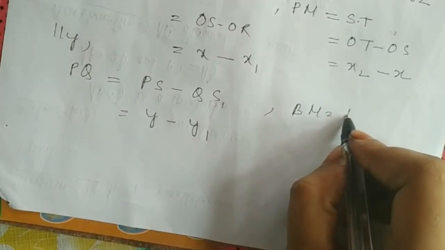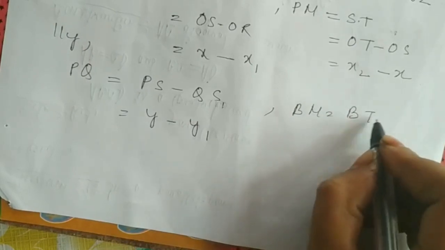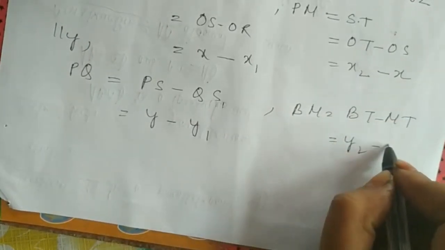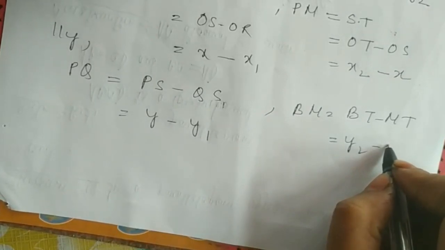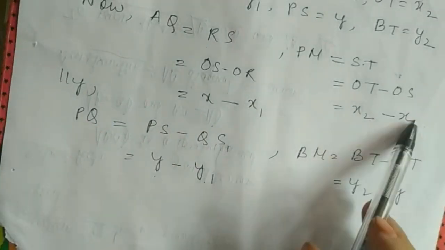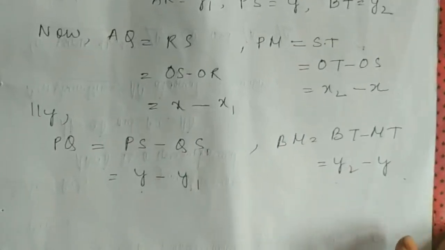BM equals BT minus MT, and BT is Y2 minus... what is PS? MT equals PS, and PS is Y, so Y2 minus Y. So we get X minus X1, Y minus Y1, X2 minus X, Y2 minus Y. This one is the same.